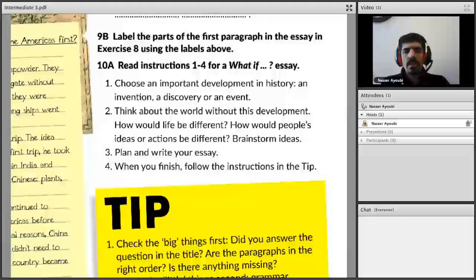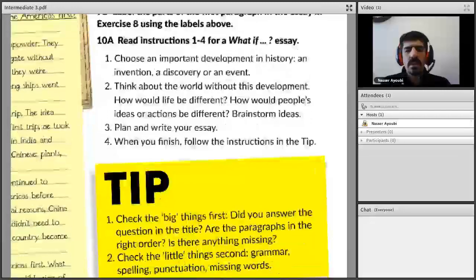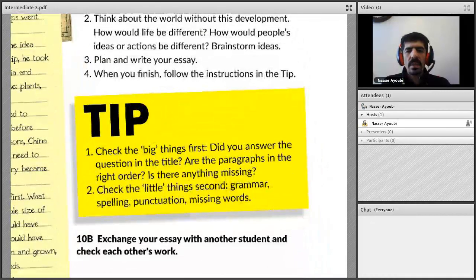Read instructions 1 to 4 for a what-if essay. Choose an important development in history, an invention, a discovery, or an event. Think about the world without this development. How would life be different? How would people's ideas or actions be different? Brainstorm ideas. Plan and write your essay. When you finish, follow the instructions in the tip. Check the big things first. Did you answer the question in the title? Are the paragraphs in the right order? Is there anything missing? Check the little things second: grammar, spelling, punctuation, missing words. Good.